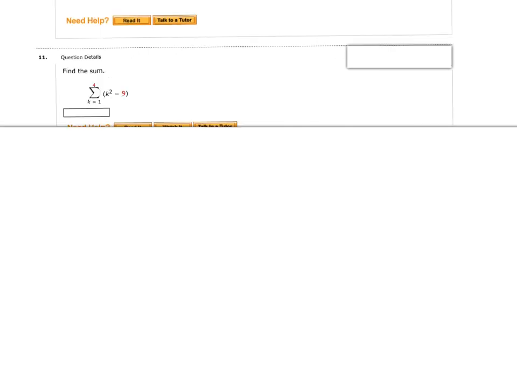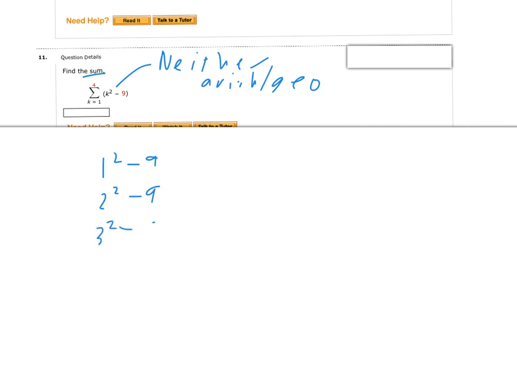All right, next up here we need to find the sum, and this is actually neither arithmetic nor geometric, so I can't use either of those formulas. It's actually quadratic, which doesn't fit into either of those categories. So for this one, I'm just going to have to plug and chug here. So I'm going to have to do all of these first 4 terms and just add them all up. So here we go. So this is -8, -5, 0, and 7. So if I add all those up, that would be -6.